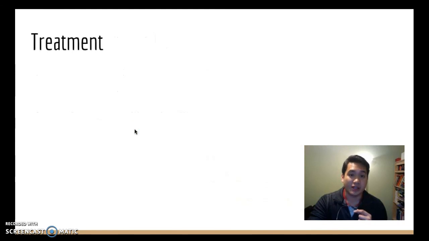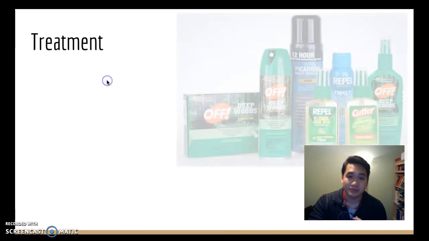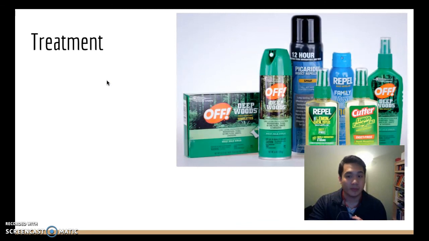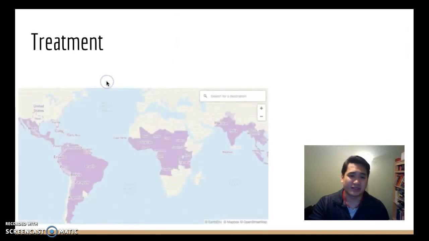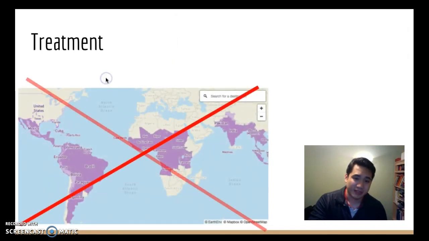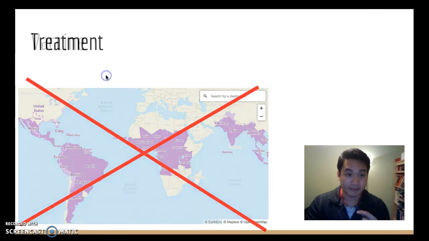So what are the treatments right now? Well, we don't really have any treatments for the virus itself. The best thing the CDC and WHO says is to avoid mosquitoes. So bug spray. The other thing they advise is to avoid traveling to places where Zika is very common, especially if you're pregnant.